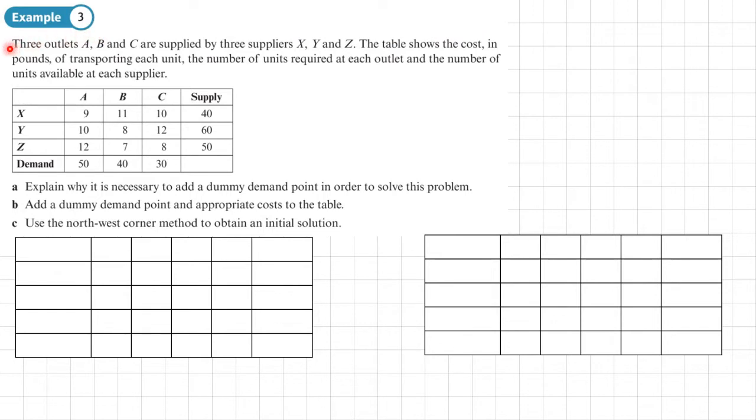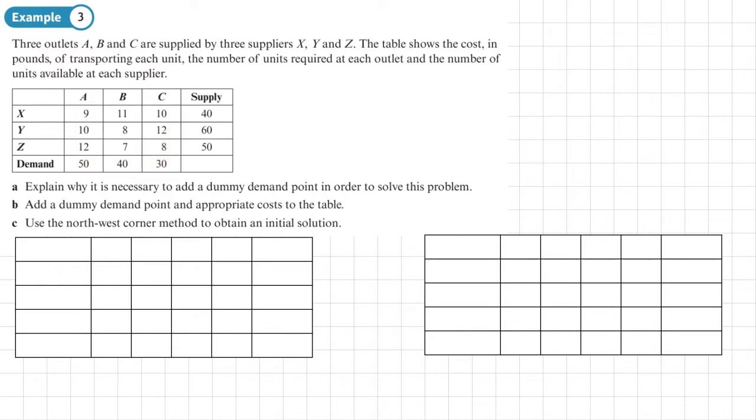Example 3. 3 outlets A, B and C are supplied by 3 suppliers X, Y and Z. The table shows the costs in pounds of transporting each unit, the number of units required at each outlet and the number of units available at each supplier. So here we go. Here's our grid.